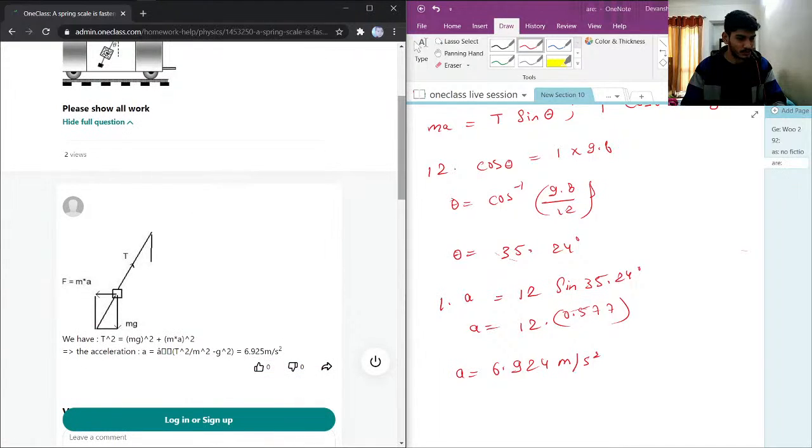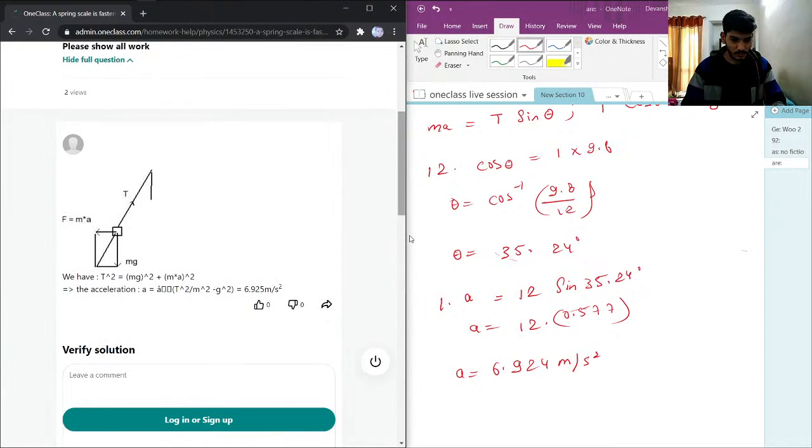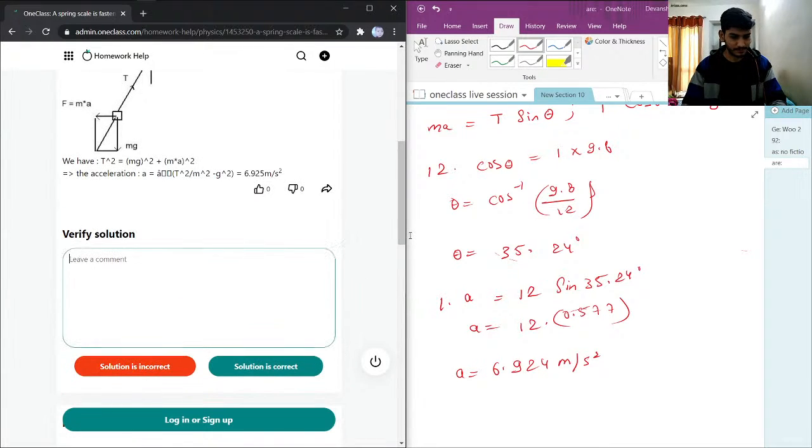Let's check the solution given by Janine The Tutor. Here it is 6.925. So pretty much the same answer. So again, we can say the solution given here is correct. Good work.